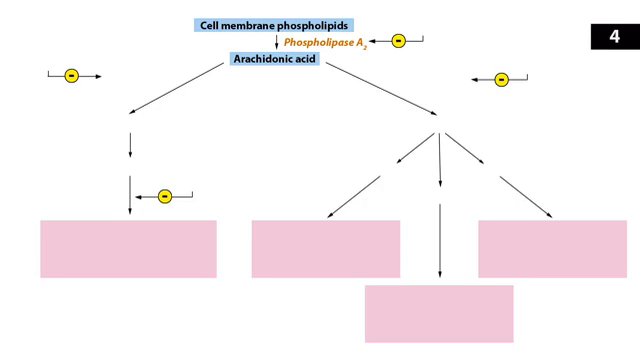Phospholipase A2 is inhibited by glucocorticoids, which is letter C. So glucocorticoids have a lot of functions, and one of the things they do is inhibit this enzyme, and therefore inhibit the production of arachidonic acid. Then arachidonic acid can go down one of two pathways.